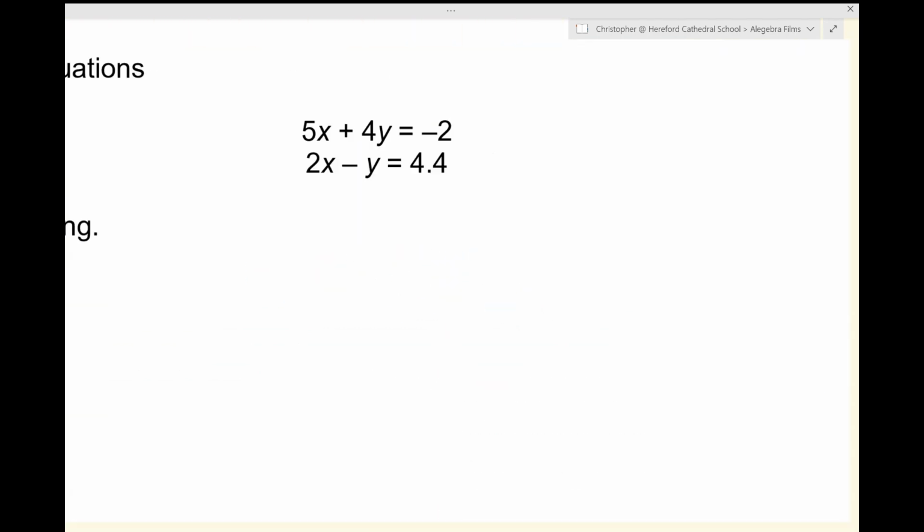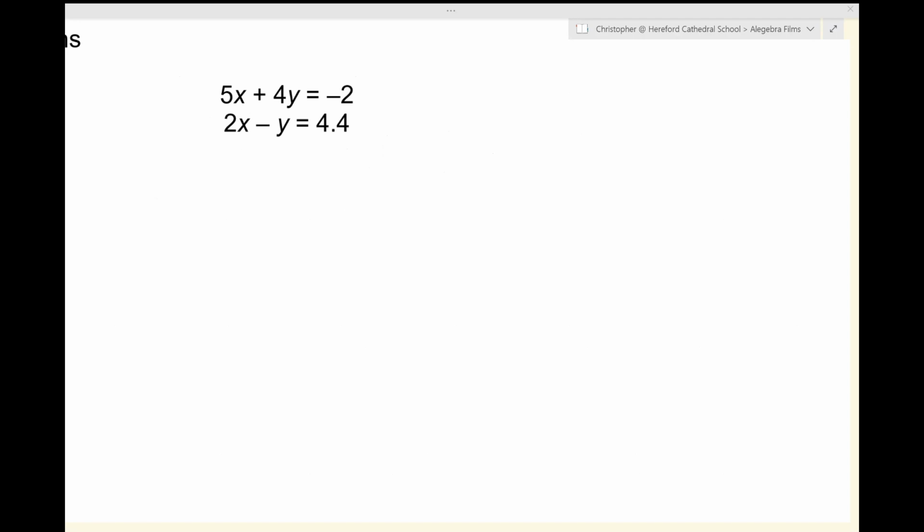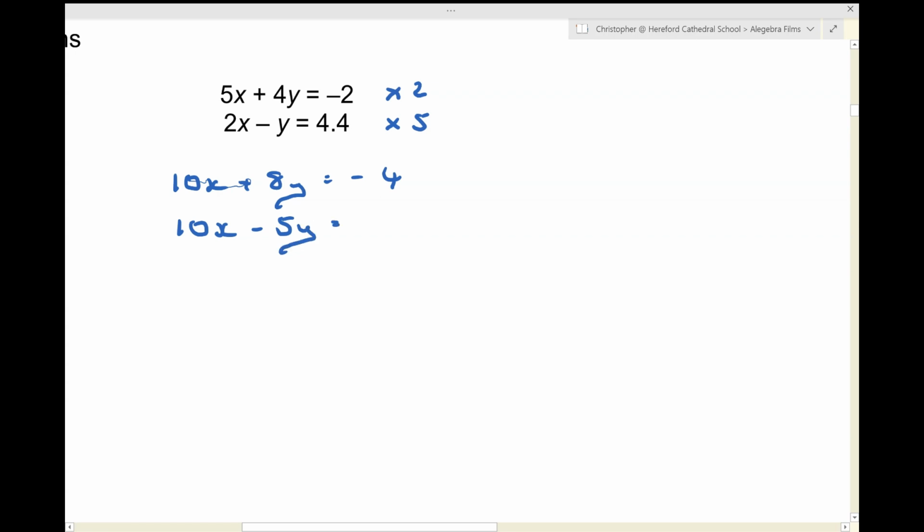Question 2. Let's get the x's equal and then subtract. Multiply this top equation by 2 to get 10x's and the bottom equation by 5 to get 10x's. Top equation doubled, let's see, 10x plus 8y equals minus 4, and the bottom equation multiplied by 5, 10x minus 5y equals 4.4 times 5. You can do that on your calculator, 22.